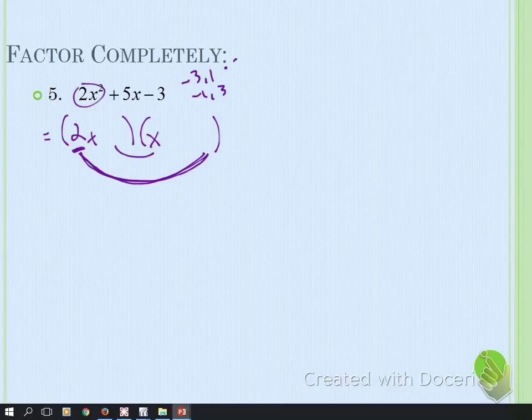Negative 3, let's see, 2 times 1 is 2, plus negative 3 is negative 1. That does not work. 2 times negative 1 is negative 2. Negative 2 plus 3 is 1. That does not work. 3 times 2 is 6. 6 plus negative 1 is positive 5. That's it. These are the factors, and I've got to multiply the 3 by the 2. So that means that the 3 has to go on the other end of the smile with the 2x. So plus 3 goes here, minus 1 goes here. And then we're done. So a bit more thought.